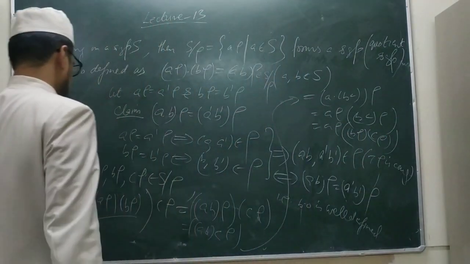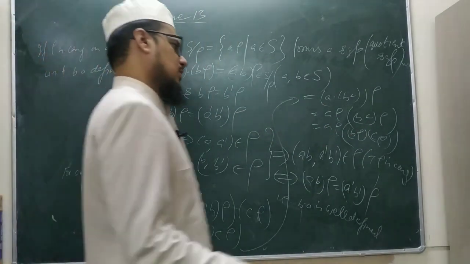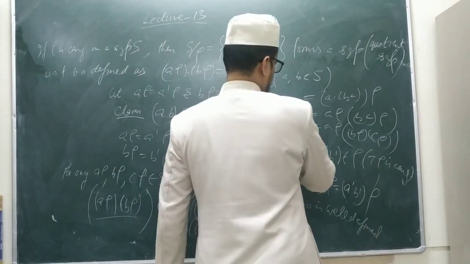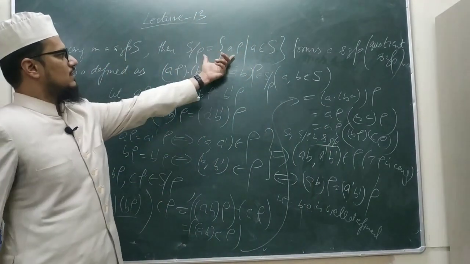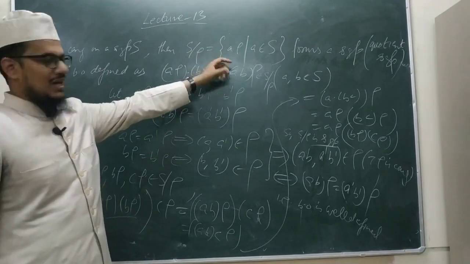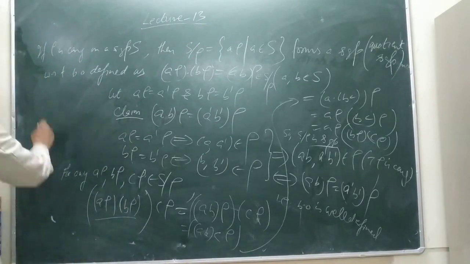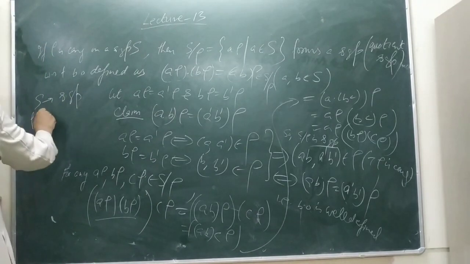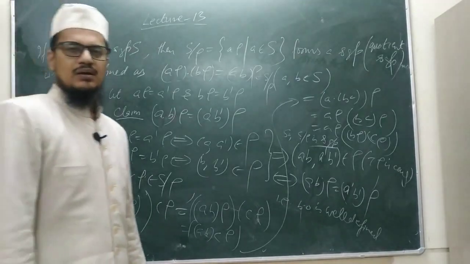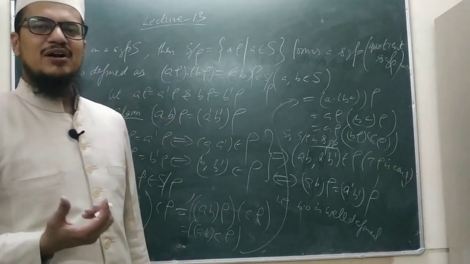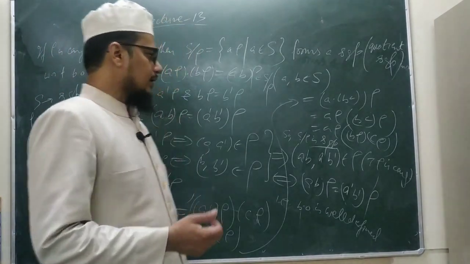So see, ((a rho)(b rho))(c rho) is equal to (a rho)((b rho)(c rho)). It means the associative property is satisfied. So S by rho is a semigroup. This set forms a semigroup, and such semigroups are called quotient semigroups. So always remember, when S is a semigroup and rho is a congruence on S, then S by rho is again a semigroup, called the quotient semigroup, and it contains elements of type a rho such that a belongs to S. The binary operation is (a rho)(b rho) = (ab) rho, correct?